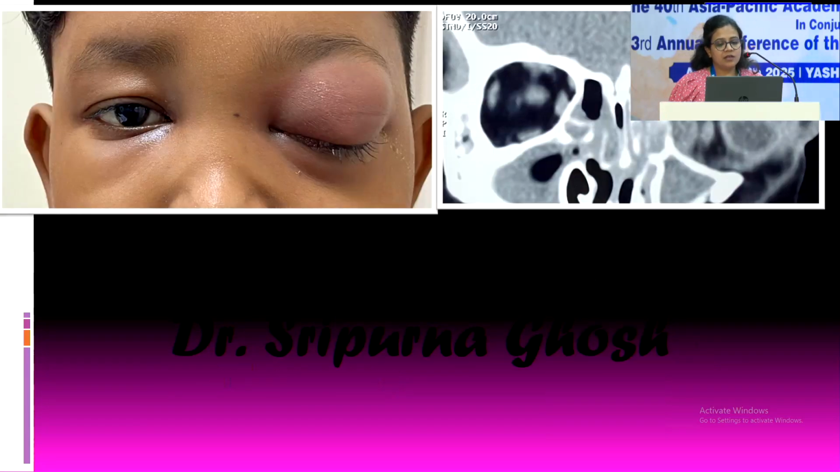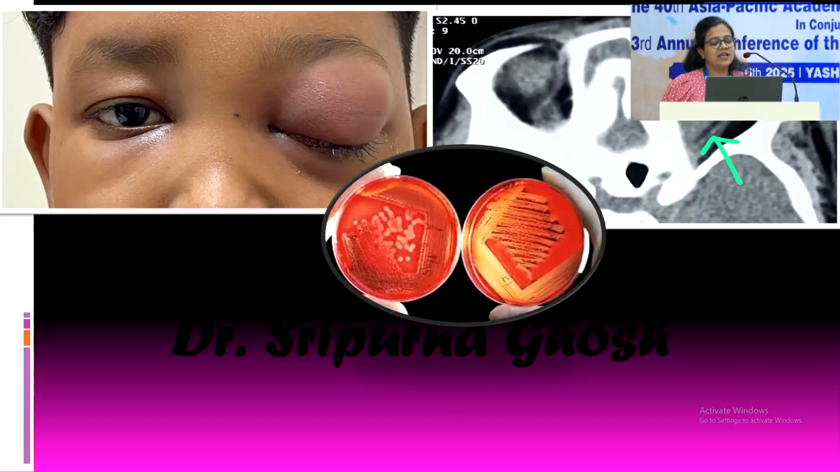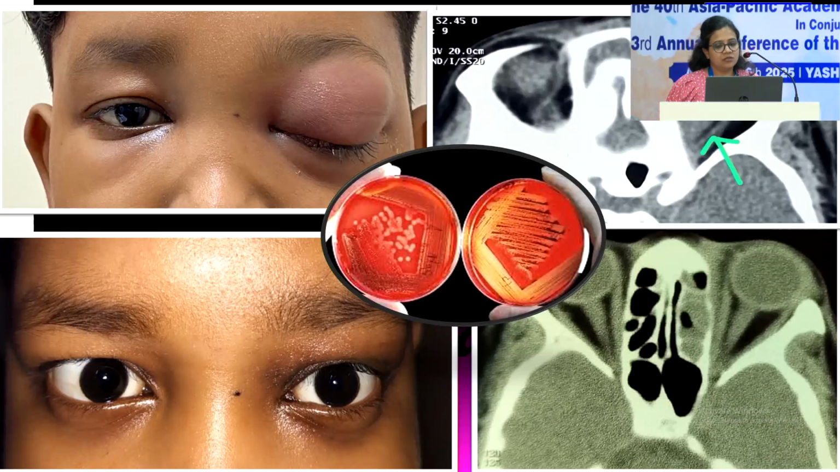This was a case sent to us by Dr. Bhaduri sir. He was a 12-year-old male having recurrent swelling in the left eye for over a few weeks. On imaging, we find an abscess. We had sent the sample after incision and drainage for culture sensitivity. And after a course of IV antibiotics and FESS being done, he had recovered wonderfully.